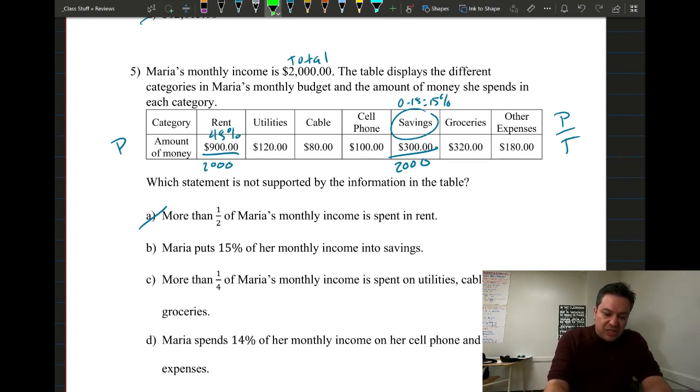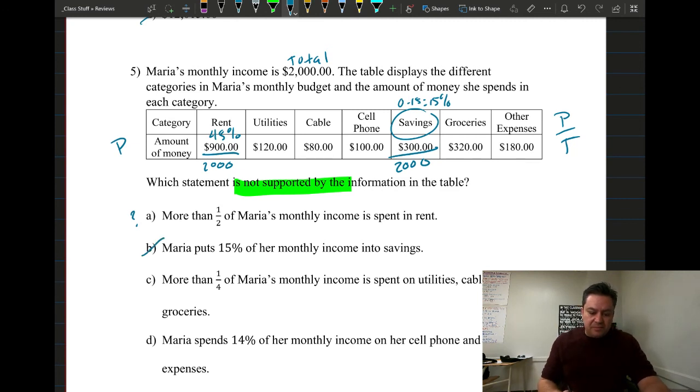Actually, let's look at this. It says, which one is not supported by the information on the table? So we are actually looking for the wrong answer, which I think we already found. I think it's going to be A, unless we have something different. So yes, make sure you pay attention. She does put in 15%, so this is actually a true statement.